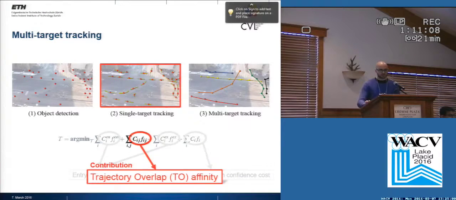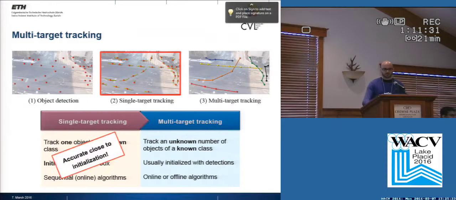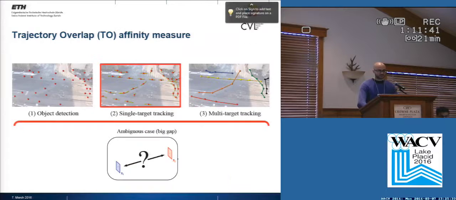So in this work, we focus on this affinity measure, and we propose the trajectory overlap affinity. This trajectory overlap affinity is based on single tracking trajectories. Single target tracking, compared to multi-target tracking, is a different task in which you are interested in one object of an unknown class and you have a first bounding box initialization. Then you can track forward or backward in time. One of the properties of single target tracking is that it's very accurate close to the initialization, and then afterwards it can start drifting. But we use this property for our affinity.